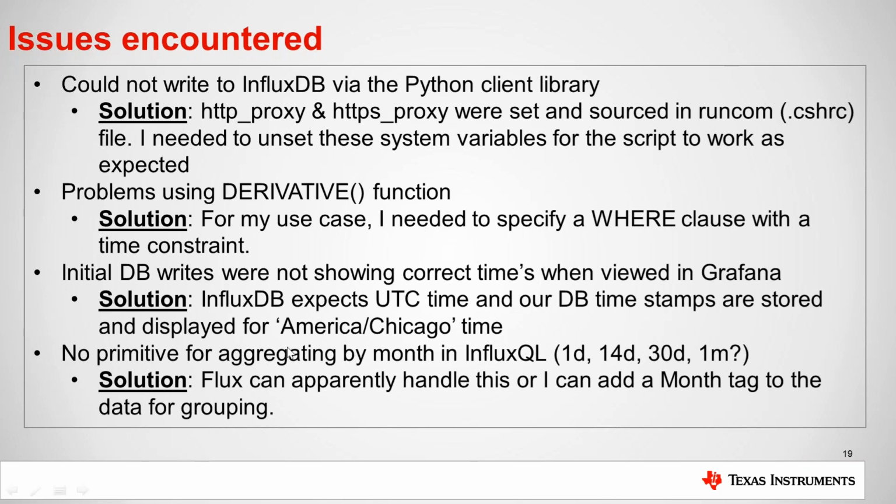A last thing I really kind of miss and wish was available: I see some of the primitives that are available for grouping in Influx, where you can do it by a minute, by a day, by a second. I have 30 days that I can group by, but I don't have a month primitive. If I want to aggregate by a month, I don't have that readily available. Flux has that apparently. Again, I haven't learned Flux yet. I haven't taken the time to do that. I'm still using InfluxQL to pull data.